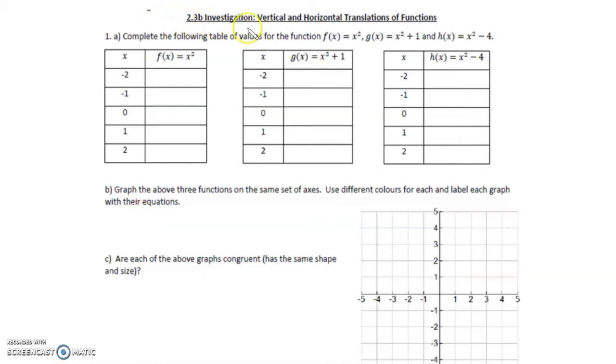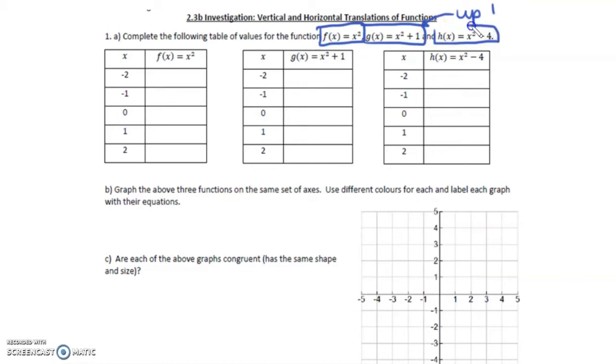Okay, 2.3b, investigation. So we're going to investigate vertical and horizontal translations of functions. Number 1a, complete the following table of values for the function f at x equals x squared. Okay, so that's our normal parabola. g at x equals x squared plus 1. Okay, so what we're going to find out here is that these are going to go up 1, essentially.